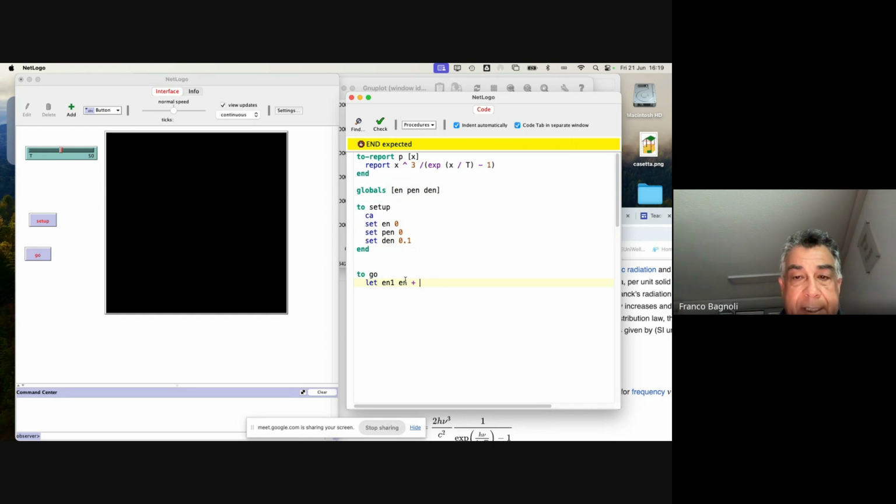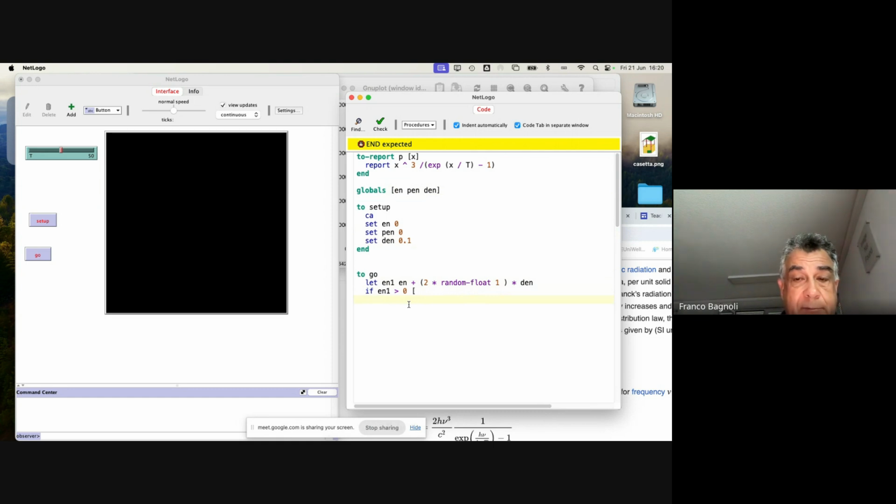So let this be the new energy plus random, say 2 times random float at 1. This is from minus 1 to 1, no? Times dn. If an1 is greater than 0, because less than 0 it is not possible, so we don't want to have it. If an is greater than 0, what should we do?